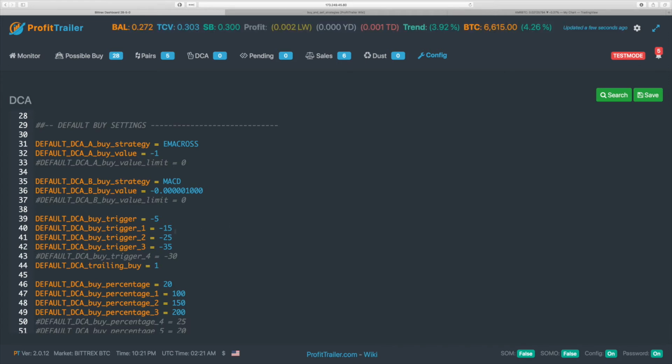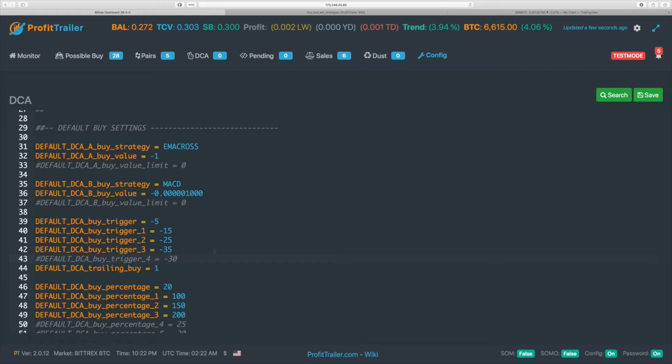And do remember that with DCA, as with all other strategies, you have to satisfy the buy trigger before you can enact your buy strategy. So it's first going to look for this particular buy trigger, or whatever one you're using, trigger 1, trigger 2, or trigger 3, below the average price of the coin, or your average price after multiple buys if you have done so. Then it will factor in the strategy and trailing buy.